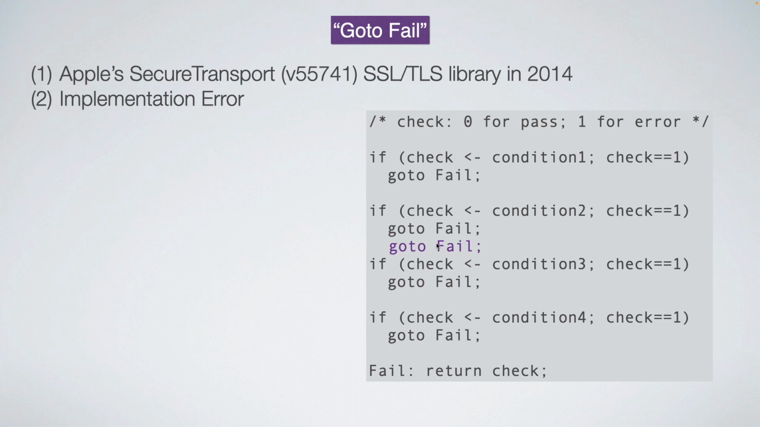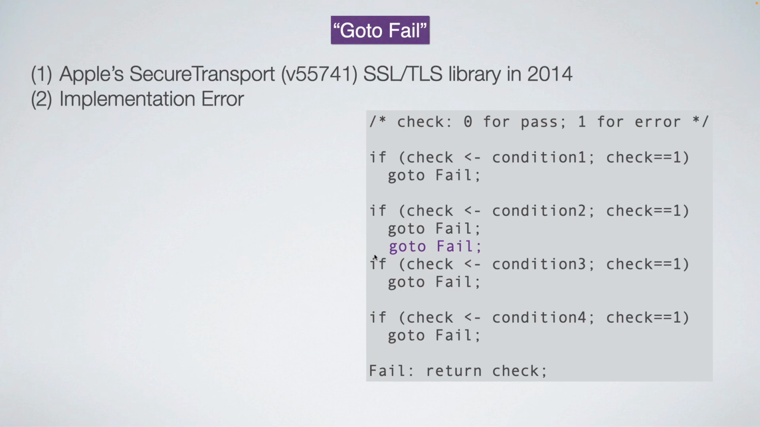Maybe they were copy and pasting something from somewhere else. Maybe it was a very subtle thing that was inserted by the spy agencies in the US. No one knows. We can't say why it's there. But anyways, there was just a second goto fail somewhere in the middle of this code. All right, is that a big deal?